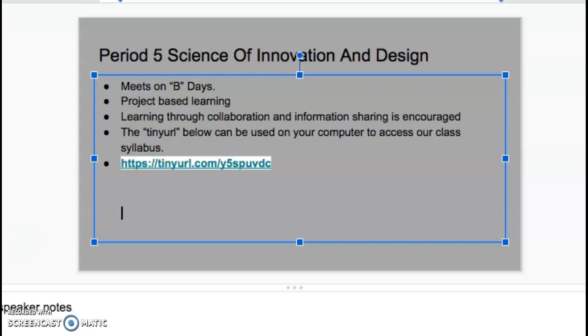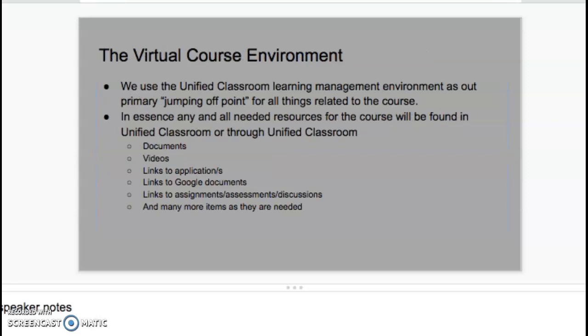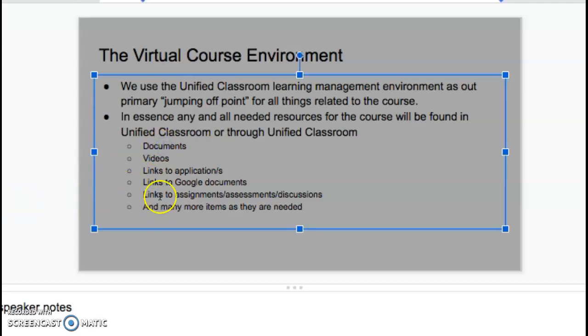All right, moving on. The virtual course environment is Unified Classroom for us. Unified Classroom is our primary jumping off point for all things related to the course, and any resource that a student requires is accessible through Unified Classroom. I've listed some examples of what those items might be in this bullet point list, but by no means are these the only items. If they need it, they will have access to it. I think that's what you need to know.